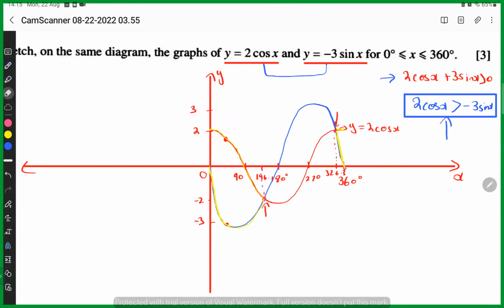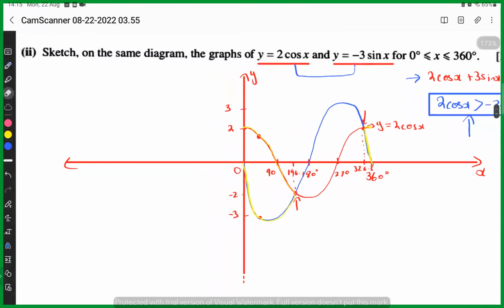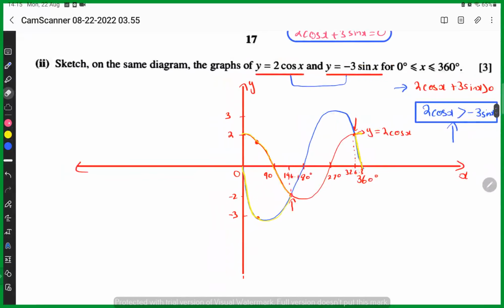Yes, Miss, everything's clear. Miss, I'm just confused about the part where x is less than 146. Why? Because, Miss, shouldn't we pick the part where it intersects, or before that? Yes, that is right. The parts where they're intersecting.